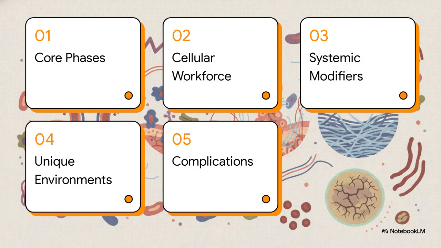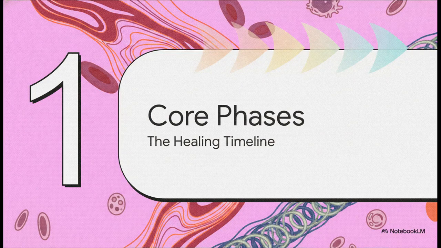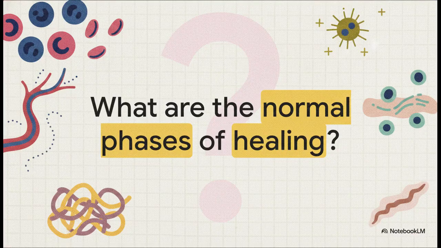We're covering the core phases of healing, the cellular workforce making it happen, systemic modifiers, unique healing environments, and finally, complications. Let's get right into it. Starting off with Section 1, the core healing phases. All right, take a look at this first question.